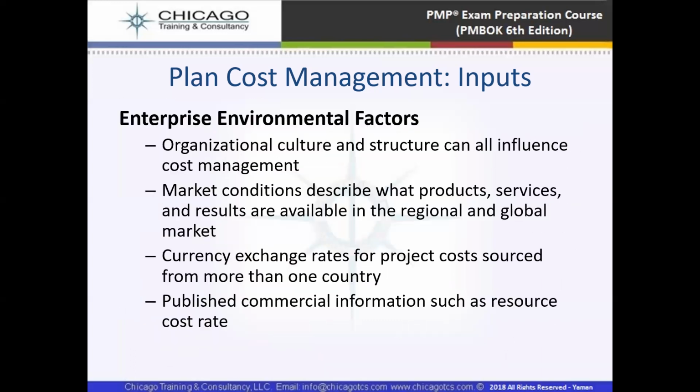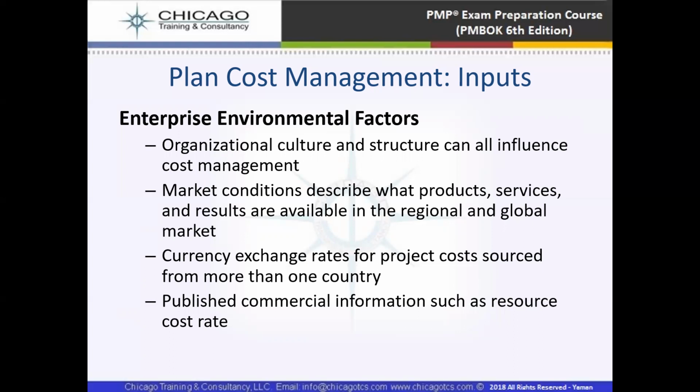Okay, the third input is enterprise EEF, or enterprise environmental factors, like the organization culture and structure, that can influence cost management, and market conditions. We should know the market conditions, what products, services, and results are available in the regional and global market, and their value in the market from a regional and global perspective. And then current exchange rates for project cost sources.